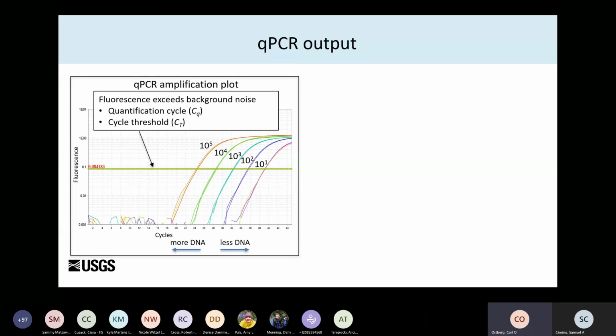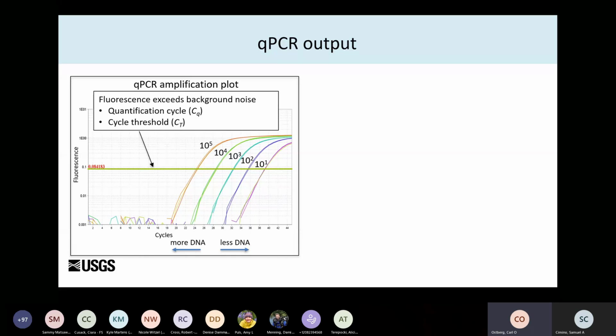The graph here shows 5 serial dilutions of a standard, from 10 copies up to 100,000 copies. The more concentrated DNA is going to reach a CQ a lot earlier than less concentrated DNA. So when there's less DNA, the CQ is higher. Basically, detection and non-detection results can be inferred based on whether the fluorescence of a sample has crossed the CQ.